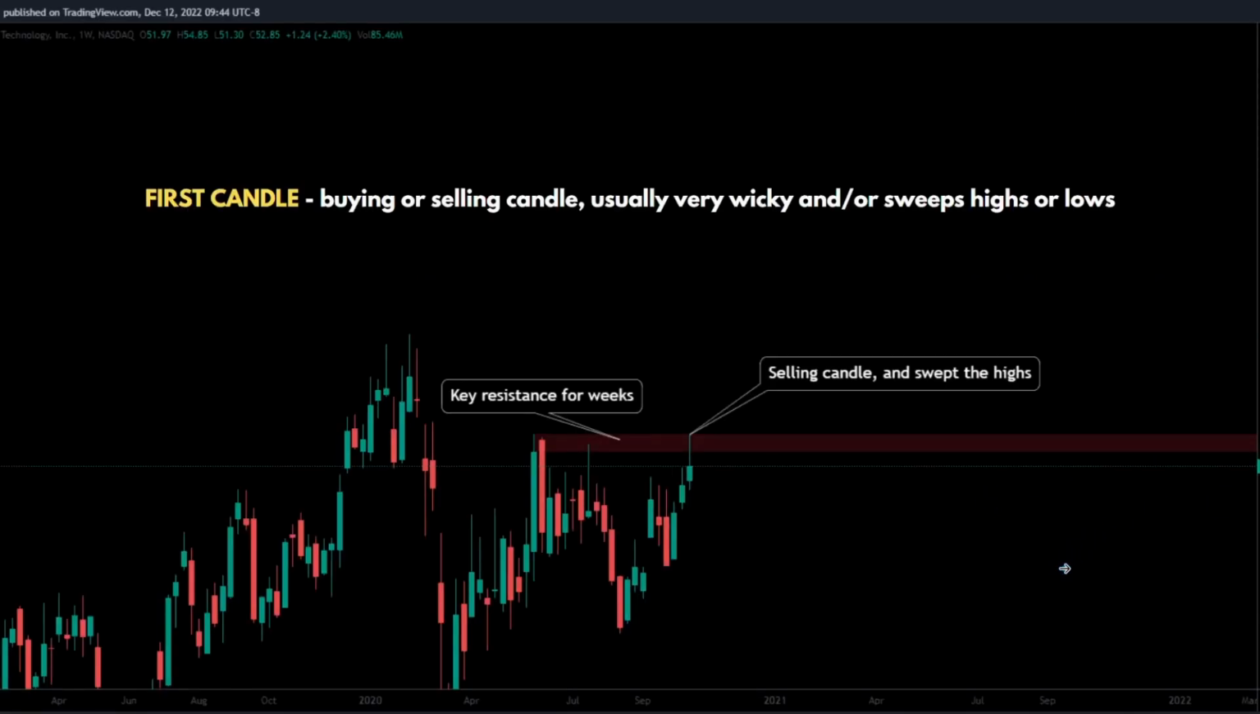Alright, let's get into some charts. Okay, so this is a weekly chart for Micron Technology. Let's go in with the first candle. The first candle of the PKC is usually a buying or selling candle. It's usually very wicky and or sweeps highs or lows. If you notice here, we have a key resistance, rejected, sold off, and now we are retesting it again. The weekly candle just closed with a long wick and pretty much sold off once it swept these highs. So it is closing as a bearish weekly candle.